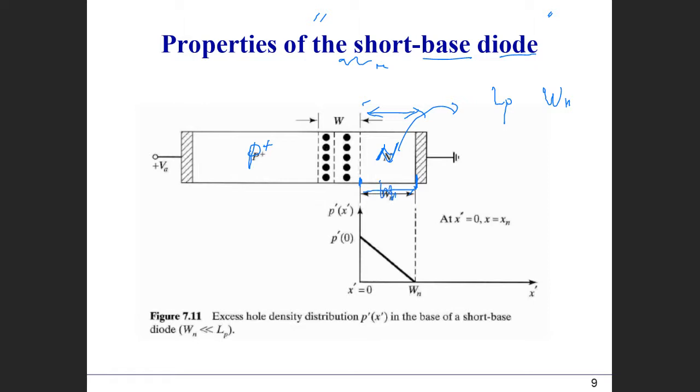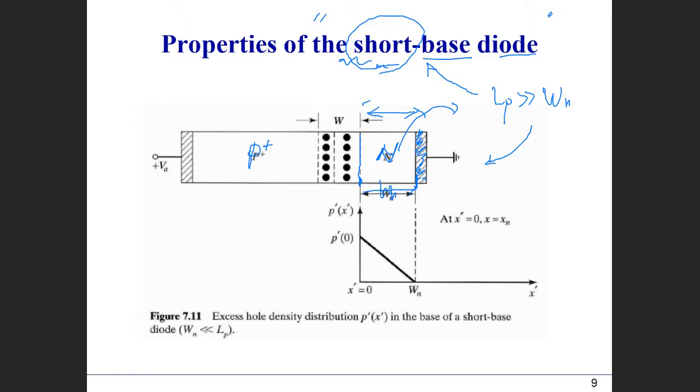Now, if we compare this LP and the Wn, when the LP is much larger than the Wn, we call this the short base diode. So that's the meaning of "short" here. The meaning is arbitrary, but the concept is that LP is much larger than the Wn. In other words, this contact location is very close to this junction edge. So that is what we call the short base diode.